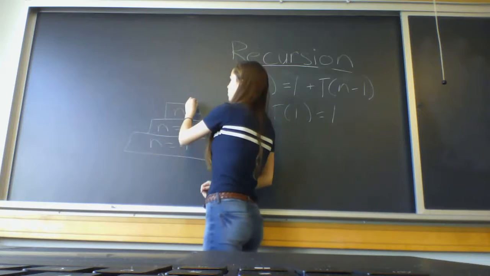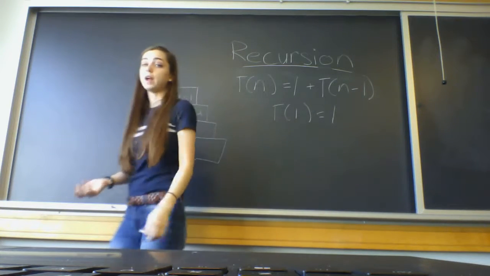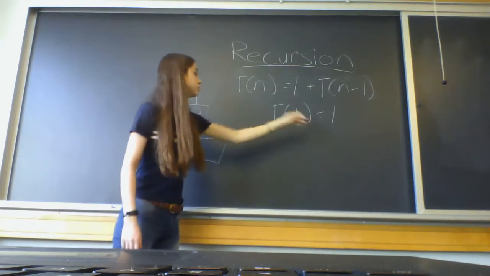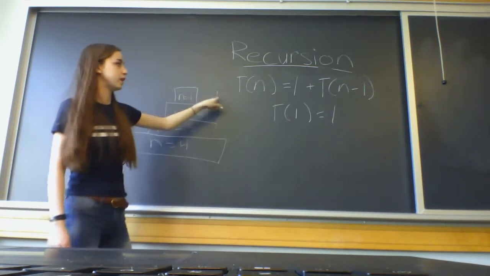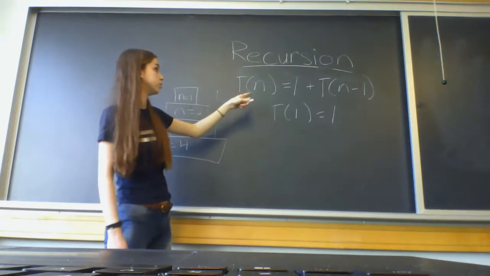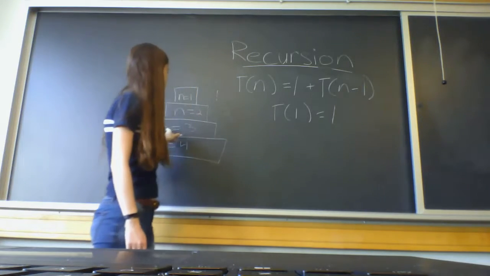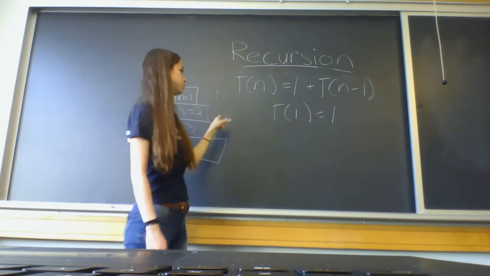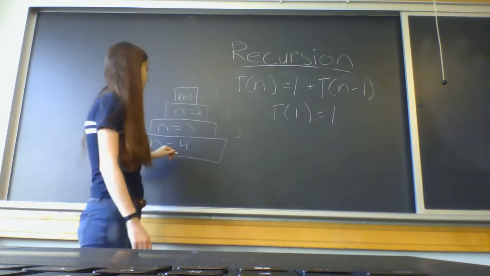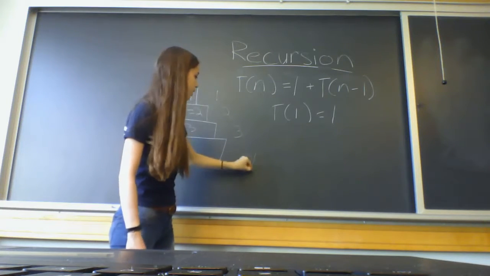So our smallest problem up top will be n equals 1. From there we know that T of 1 is equal to 1, so we know the answer to this top problem is 1. Then if we substitute that in for T of 2, that's 1 plus 1, so that's 2. For n equals 3, that's 1 plus 2, which is 3. And for n equals 4, that's 1 plus 3, which is equal to 4.